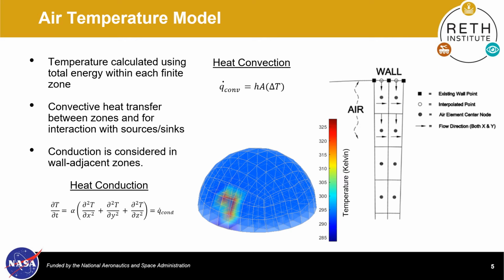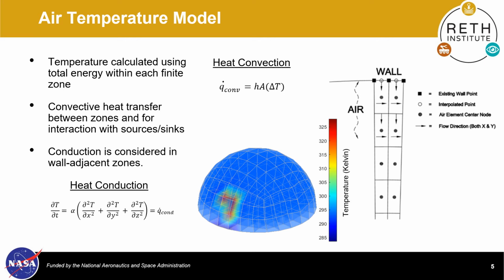The air temperature model utilizes that same zonal model approach, but instead considers the total energy to calculate the temperature distribution within the interior airspace. For the interaction between individual zones, as well as between zones and any sources or sinks that might be in the habitat, convective heat transfer is considered. Conductive heat transfer is also considered, but only in wall-adjacent zones or zones that are directly in contact with the structural wall.